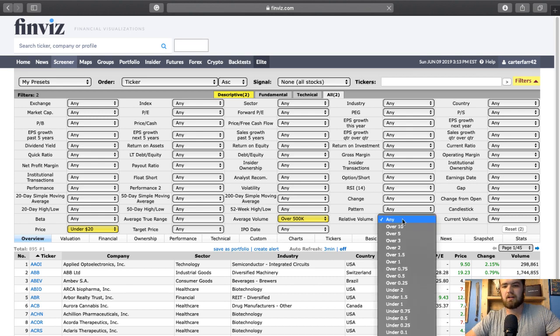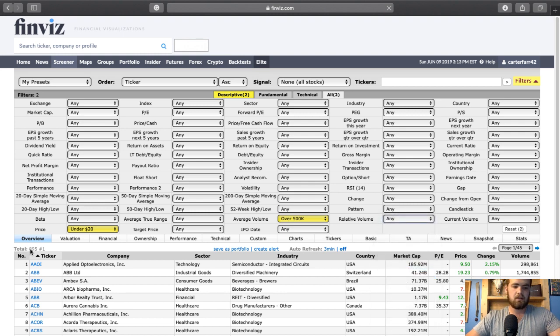The next thing here, we're going to want to change the relative volume. Relative volume is just the overall demand for the stock. So anything anywhere from 0.75 or 1 is pretty decent. We're just going to go 0.75 for now. Let that load up.